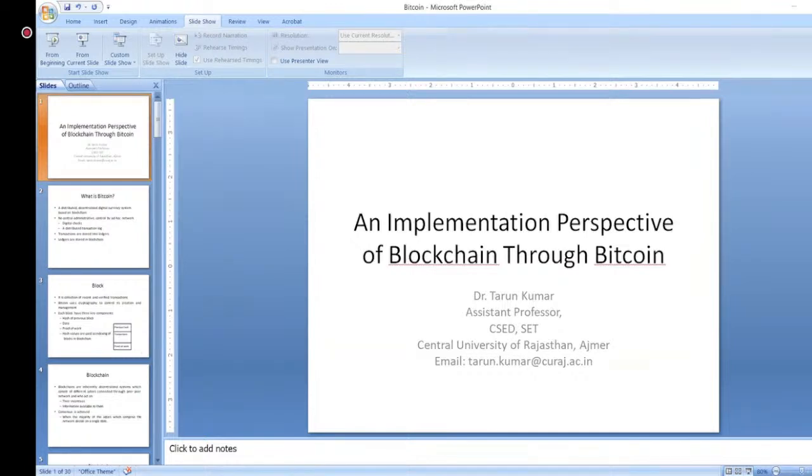So the transactions in Bitcoin are stored into the ledgers, and ledgers are stored into the blockchain. If we talk about what a block is, it is a collection of the recent and verified transactions, and Bitcoin uses cryptography to control its creation and the management of the block.